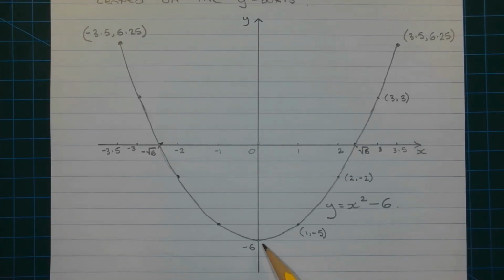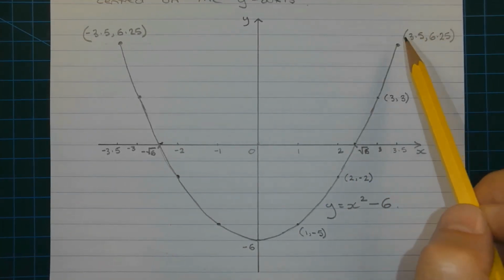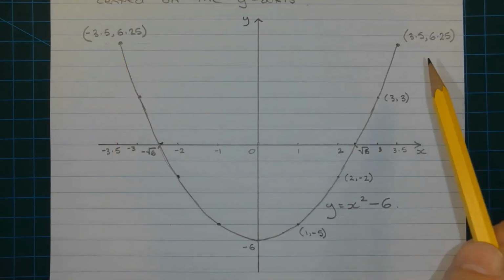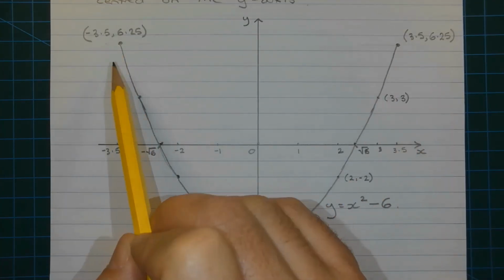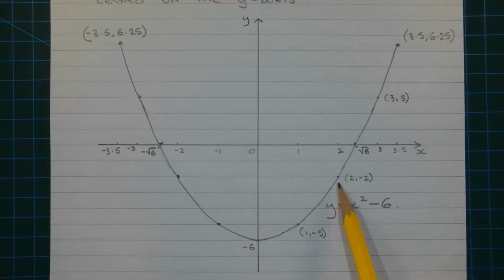Now the vertex or the turning point of the parabola sits on the y-axis, which corresponds to the y-intercept of negative 6. So here is one x-intercept at negative root 6 and the other x-intercept at root 6. Now to get the shape as accurately as possible, I've located some other convenient points and then I've sketched the curve as best as possible going through all those points.